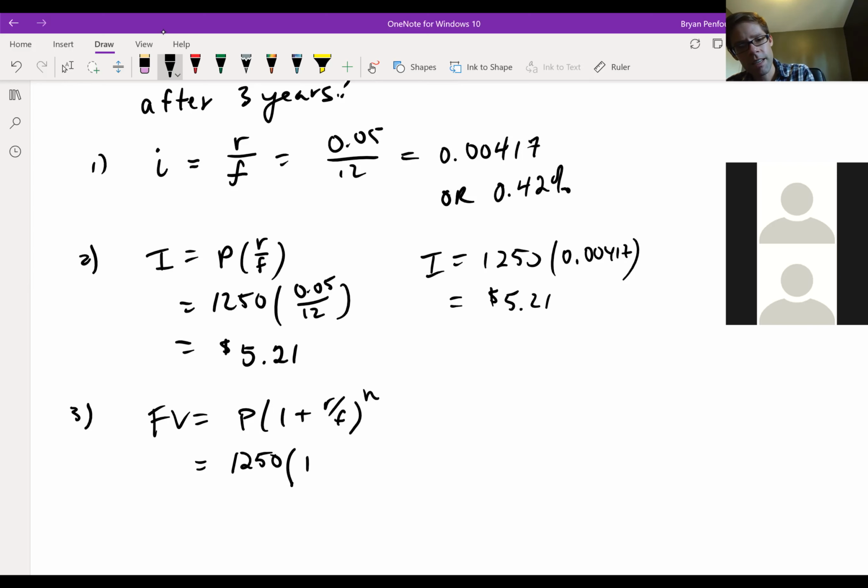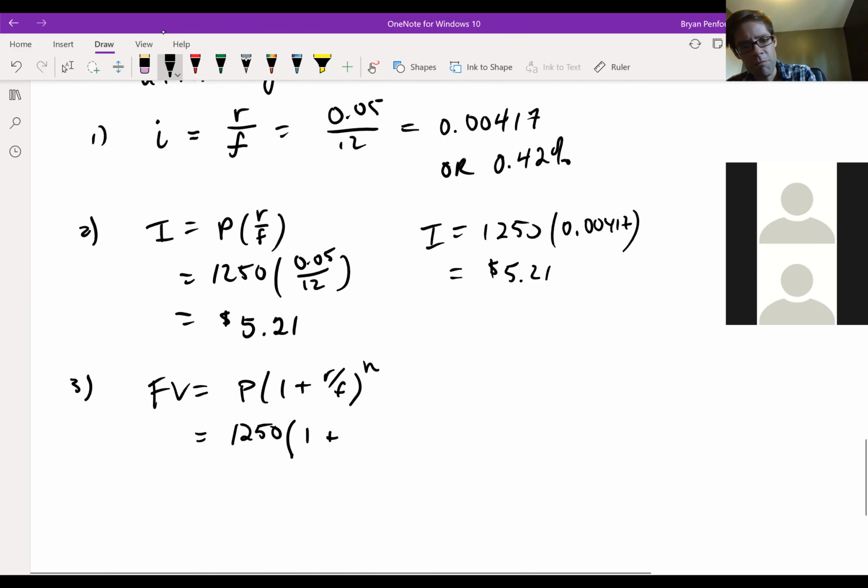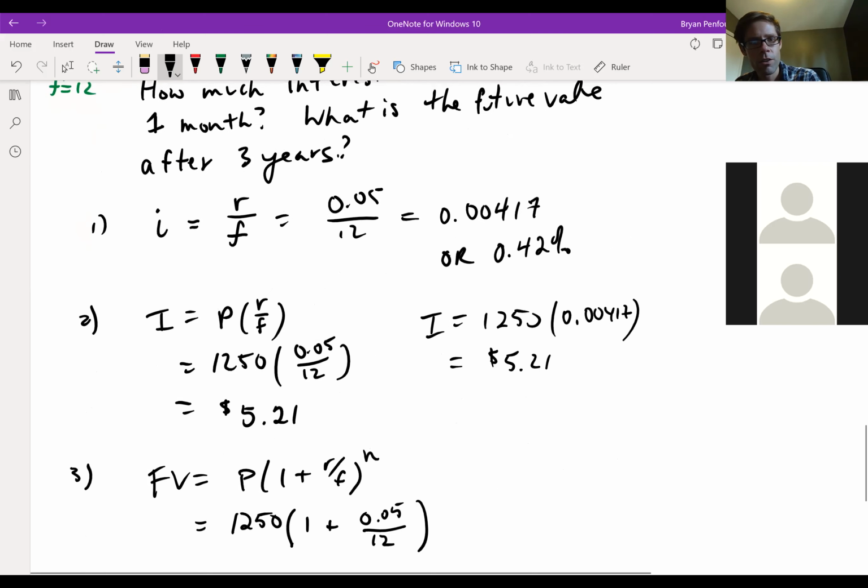Okay, here's where things start to get a little fun. Well, we've already calculated R over F, so that shouldn't be that exciting. So we have 5% over 12. That's R over F. The next thing we need to figure out is, what's this N?